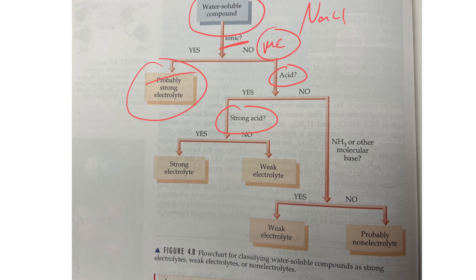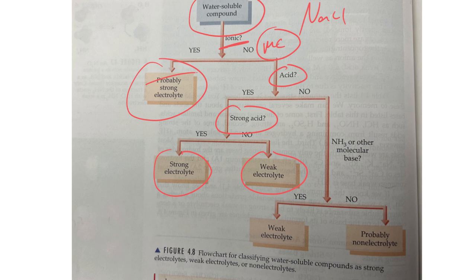We just have to memorize the seven strong acids. Just remember HCl, HBr, HI, but not HF. And then HNO3, HClO3, HClO4, so nitric, chloric, perchloric. And then the first H off of H2SO4. If it's one of those acids, it's a strong acid, strong electrolyte. And if it's not one of those acids, then it's a weak acid, weak electrolyte.